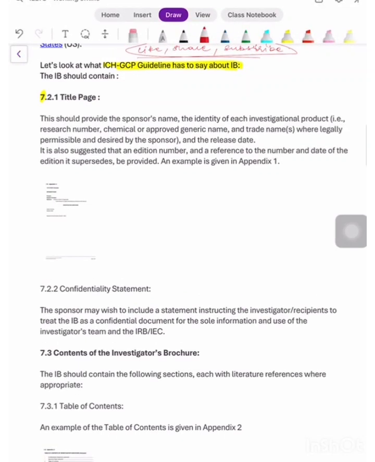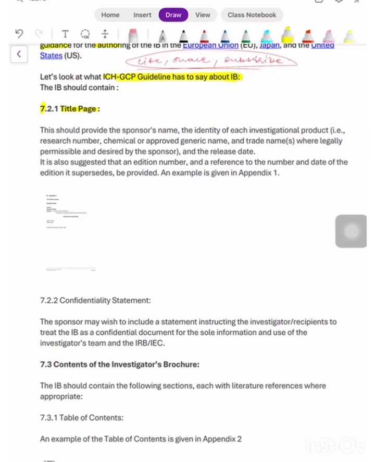Now let's look at what ICH GCP has to say about the IB. They say that the IB should contain a title page. This is in continuation with the first part of the video about the IB. In the title page, they say you should provide the sponsor's name. The first thing is the sponsor name, then the identity of each investigational product.